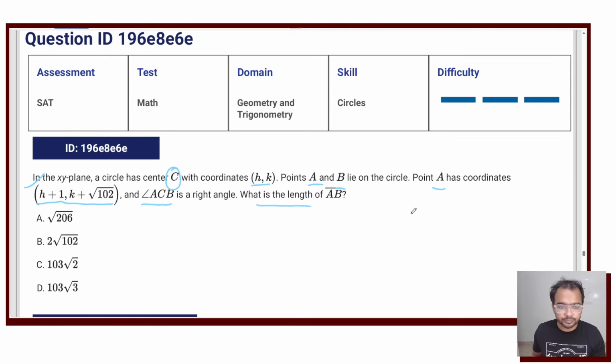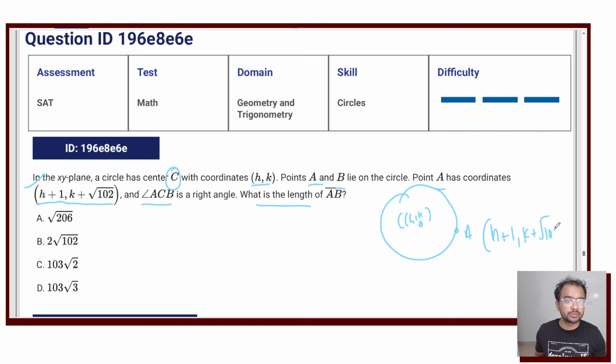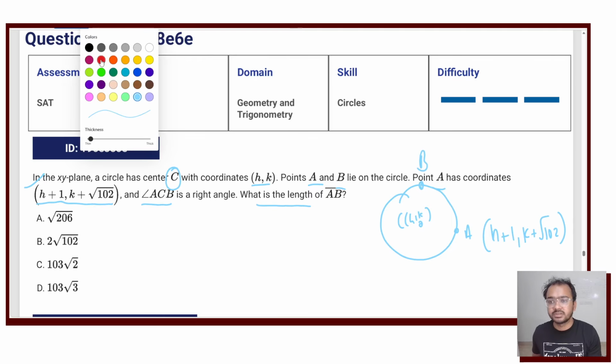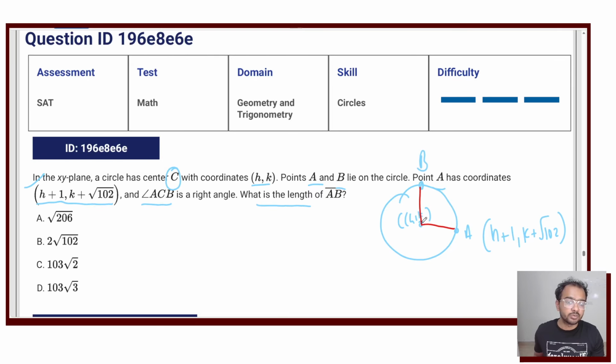So what are we given? A circle having center coordinates given as h, k. There is a point on the circle A which is having the coordinates h plus 1, k plus root of 102. What is the length of AB? There will be another point B, so that all these 3 points collectively make up this angle ACB which comes out to be 90 degrees. So coordinates of C, h, k.